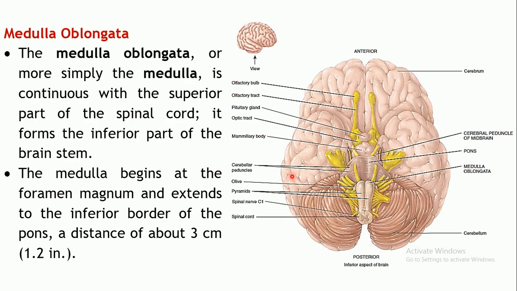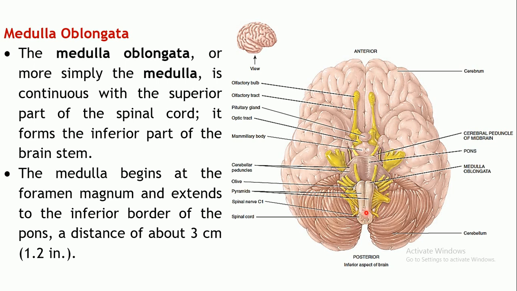To start with the parts of the brain stem, we'll consider the medulla oblongata, which is the inferior portion of the brain stem. Medulla oblongata is simply called the medulla. It lies just superior to the spinal cord, in continuation with it. That's your spinal cord; remember the structure of the spinal cord, a little bit oval shaped. The medulla oblongata continues along with this spinal cord and forms the inferior part of the brain stem.